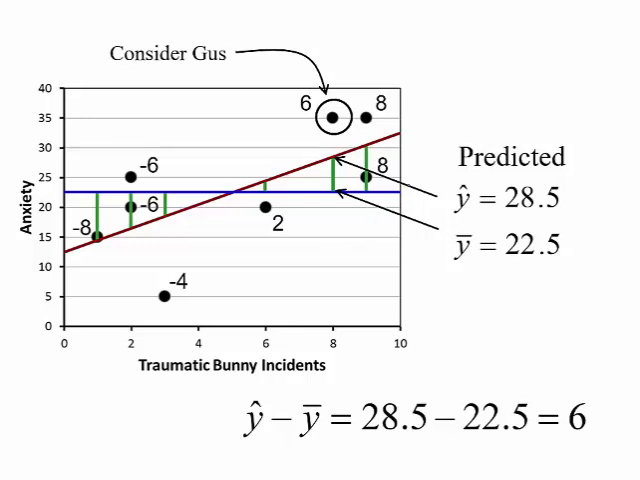Notice there were 2 people that got scores of 9 on traumatic bunny incidents. One of them had a score of 25 on Y, this person right here, and one had a score of 35 on Y, this person right here. But for calculating explained variance, we don't care what they got on Y. We just want to know what they got on X. If you had a score of 9 on X, regardless of what you have on Y, your predicted score is right here. It's about a 30.